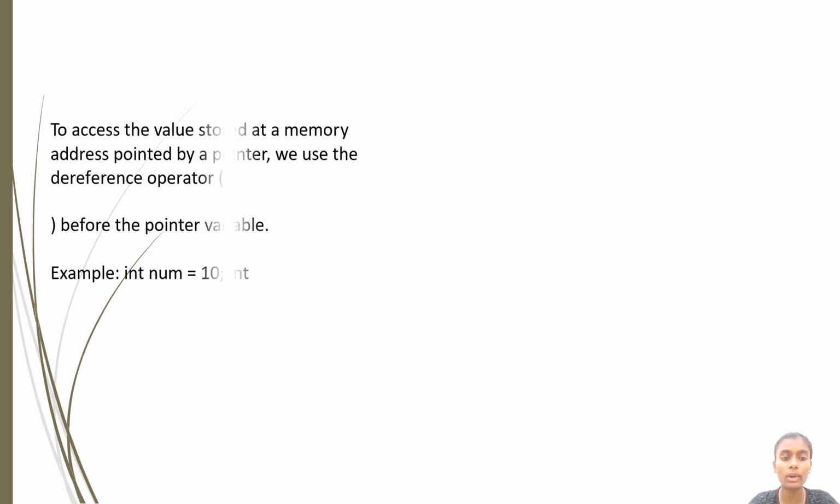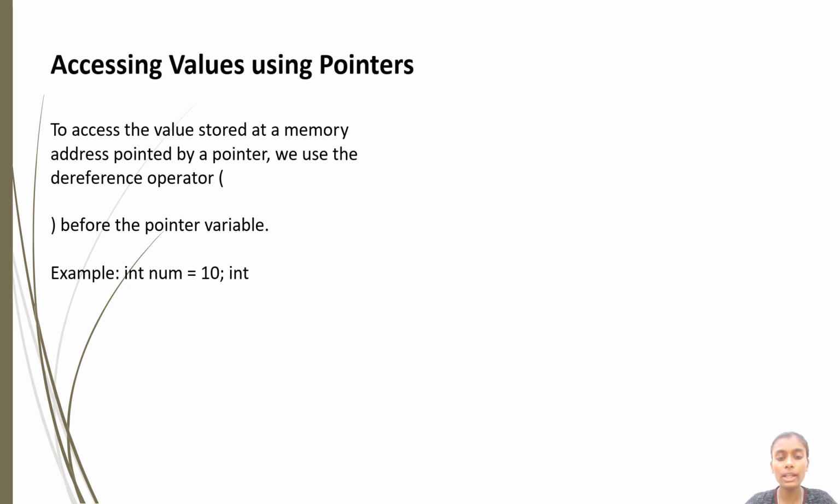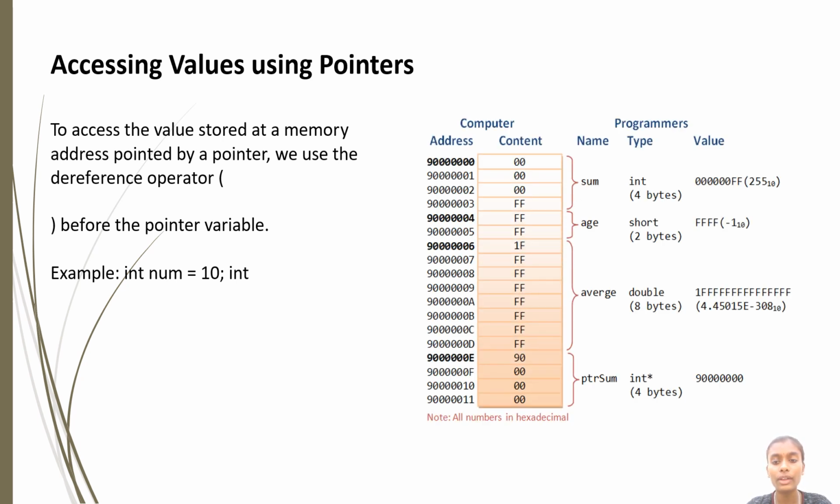Accessing values using pointers: to access the value stored at the memory address pointed to by a pointer, we use the dereference operator before the pointer variable. Dereferencing a pointer is the process of accessing the value stored in the memory address. To dereference a pointer, we use the star dereferencing operator that we used in the pointer declaration.